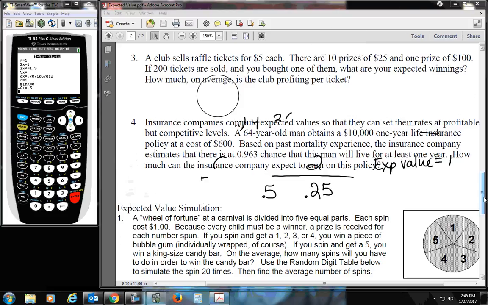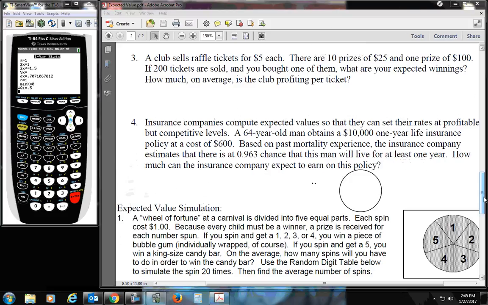Number 3, a club sells raffle tickets for $5 each. There are 10 prizes of $25 and 1 prize of $100. If 200 tickets are sold and you bought one of them, then what are your expected winnings? How much on average is the club profiting per ticket?